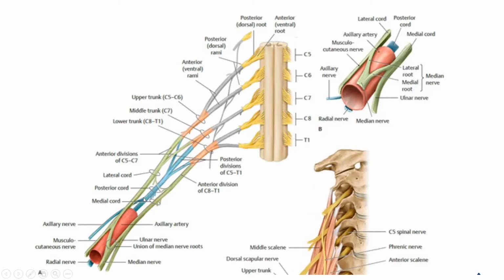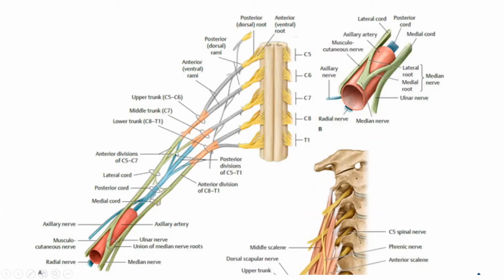The names of these cords arise according to the relationship of these cords to the axillary artery. This is the axillary artery, and you see that the lateral cord is located lateral to the axillary artery. The medial cord is located medial to the axillary artery, and the posterior cord is located posteriorly. So these names arise from the topographical relationship of these cords to the axillary artery. Then the branches of the brachial plexus.